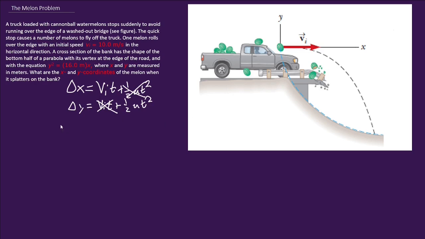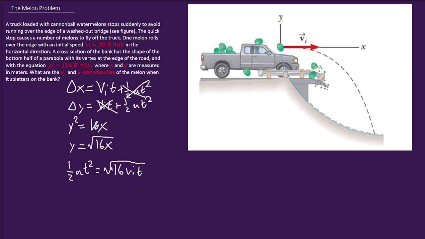So the next thing we need to do is analyze the relationship between x and y, and that's given to us in the form of y squared equals 16x. In other words, y equals square root of 16x. And then we can set both of these equations equal to each other, with y being 1/2 a t squared is equal to square root 16 v_i t.